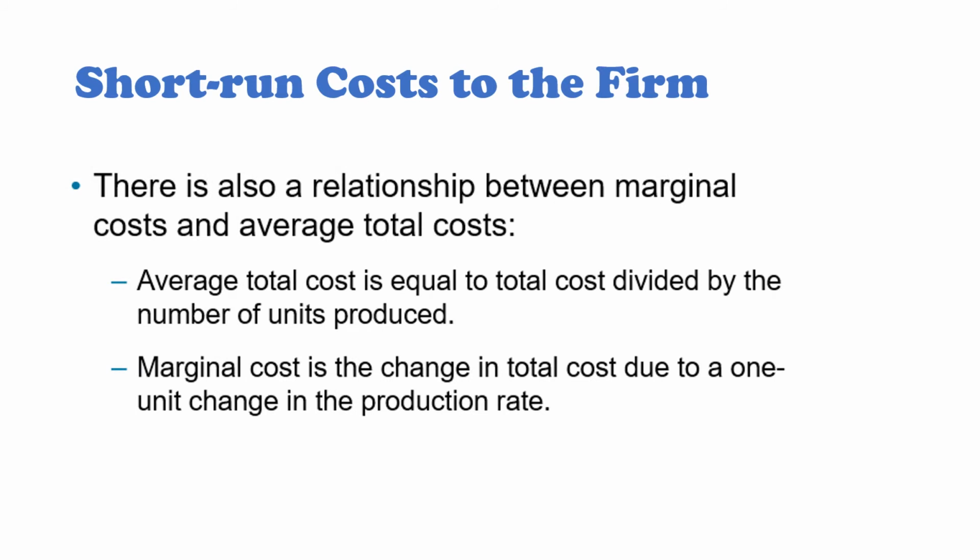There is also a relationship between marginal cost and average total cost. Average total cost is equal to the total cost divided by the number of units produced. The marginal cost is the change in total cost due to a 1 unit change in the production rate.